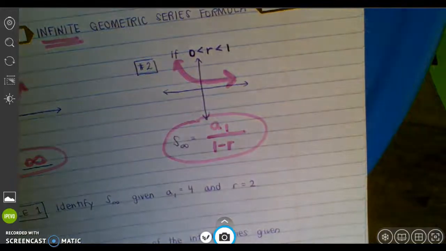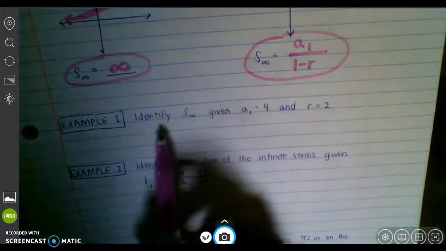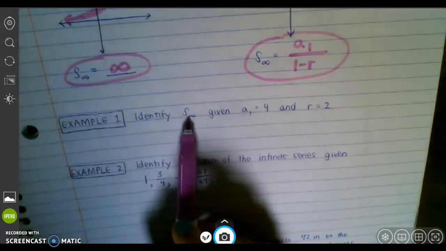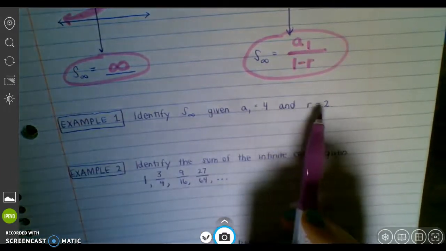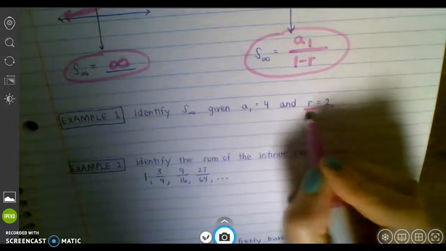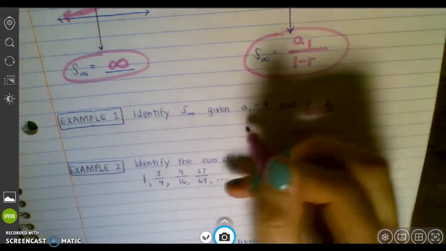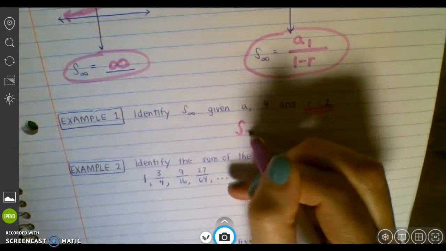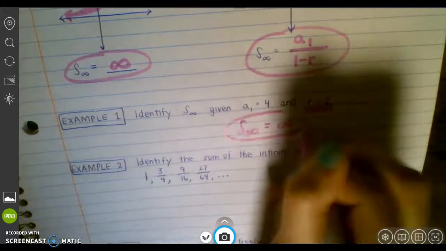Let's use this concept of infinite geometric series formulas. 3 examples. Example 1, identify the sum of infinitely many terms given a sub 1 is 4 and r equals 2. Automatically I see r is 2, so I'm imagining an exponential growth function. So the sum of infinitely many terms when we have a growth function is infinity. Done.